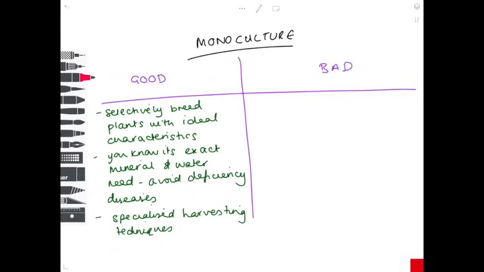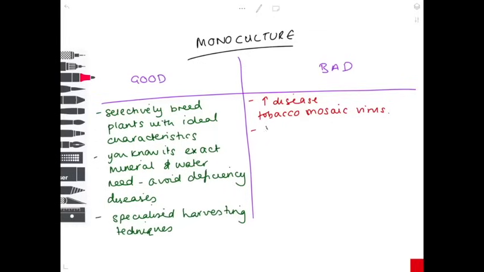However, with the good comes many bad points. And as is the way when you grow lots of the same plants close together, you increase the chance of disease. And a disease that can particularly affect plants is the tobacco mosaic virus. And that can easily spread from one plant to the next.